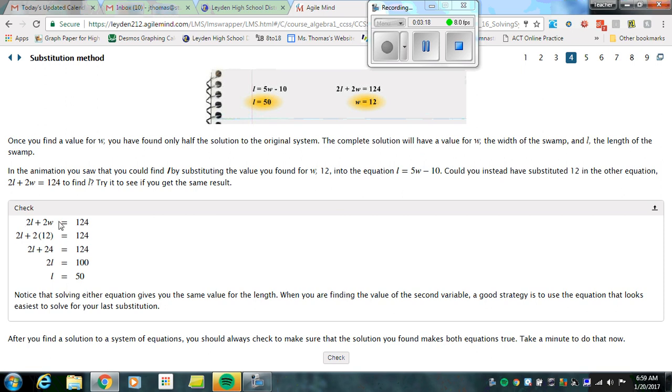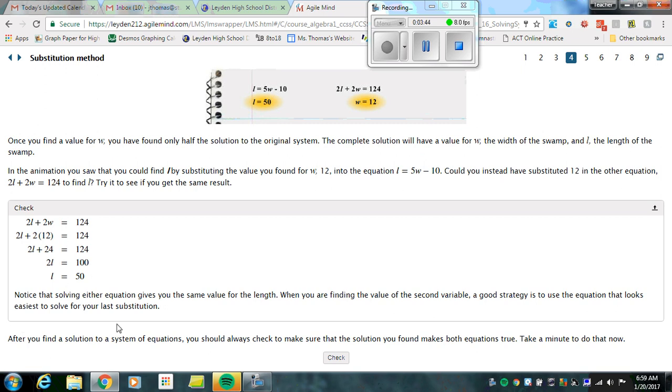So I wrote down the equation. Instead of the letter W, I replaced it with the number 12. 2 times 12 is 24. The opposite of adding 24 is subtracting. 124 minus 24 is 100. To get L by itself, I divide both sides by 2. L equals 50. So yes, you get the same answer for L.